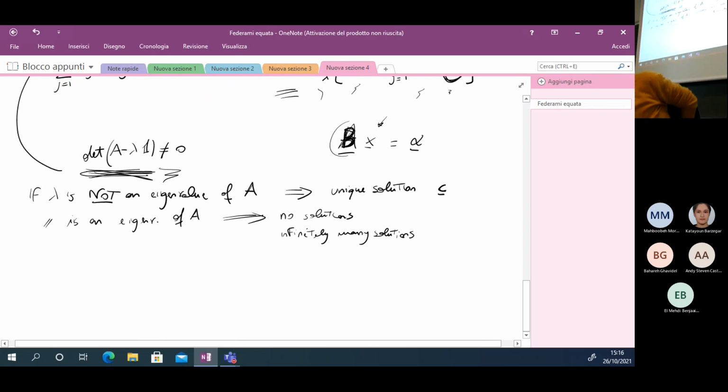Now, there is a special case for lambda equal to 0, but I do not want to bother you. You can find directly in the notes the special case for lambda equal to 0. But in any case, lambda equal to 0 is a special case. See notes.